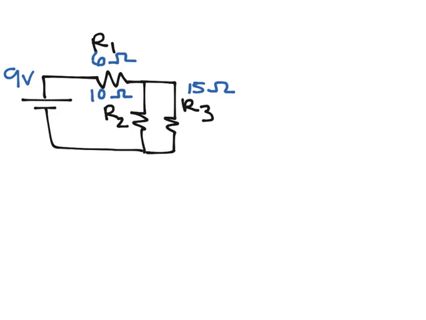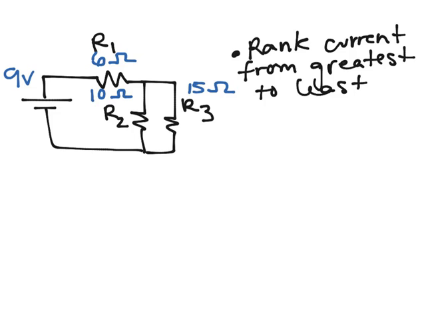Alright, so we have this circuit here that has a 9-volt battery, a resistor 1 of 6 ohms, a resistor 2 of 10 ohms, and a resistor 3 of 15 ohms. At this point, I want you to pause the video and try this task: rank the current from greatest to least. Even if you pause it and just take 15 seconds to think about it, you will better remember it when we actually go through it. So again, pause the video, try it.